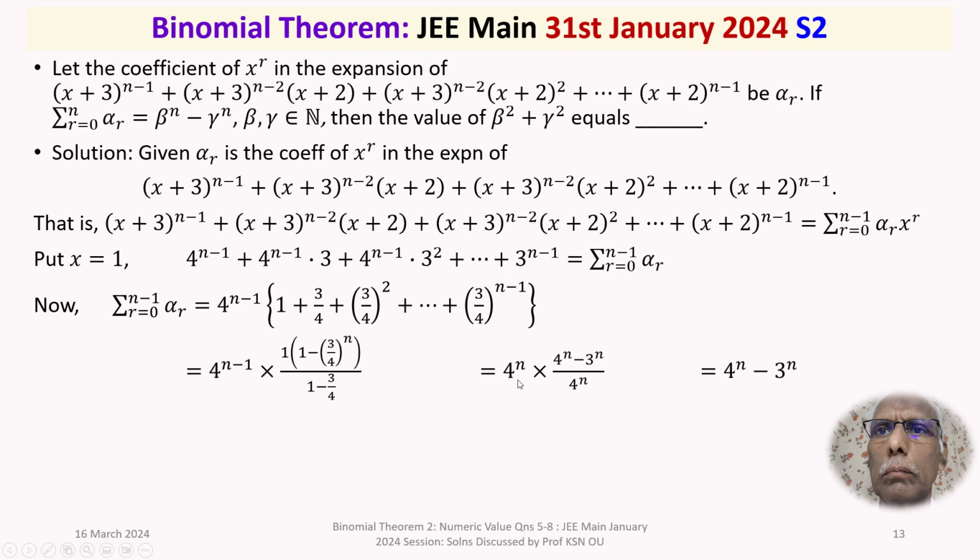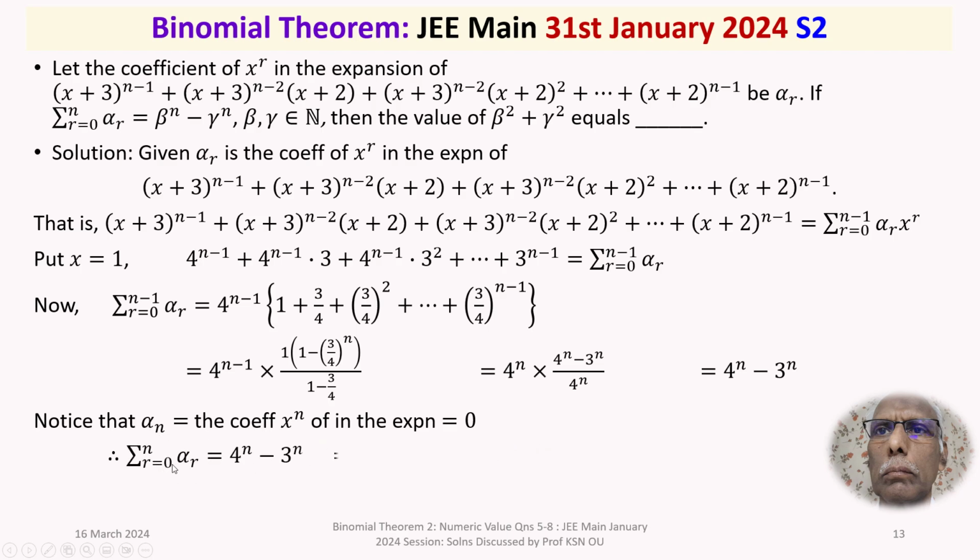Simplifying, you will get 4 to the power of n minus 1 into 4 to the power of n minus 3 power n by 4 power n, divided by 1 by 4. This 4 will come here, so 4 power n cancels, leaving 4 power n minus 3 power n. Now notice that alpha n, the coefficient of x to the power of n in the expansion, is 0. This I have already explained to you. Therefore, in sigma r equal to 0 to n minus 1, I can write sigma r equal to 0 to n alpha r, because alpha n is 0.